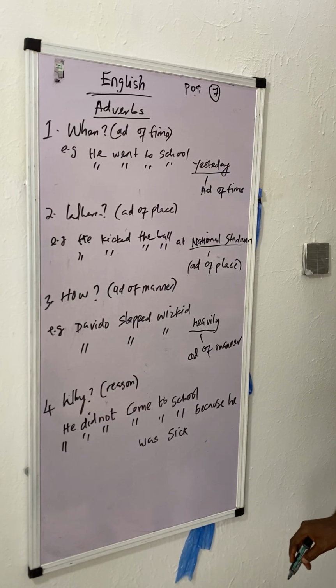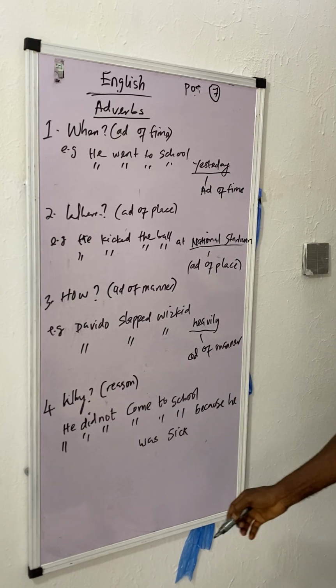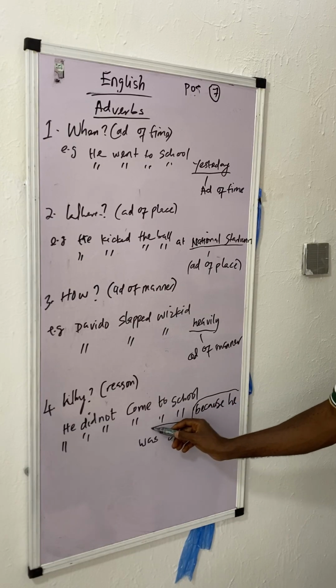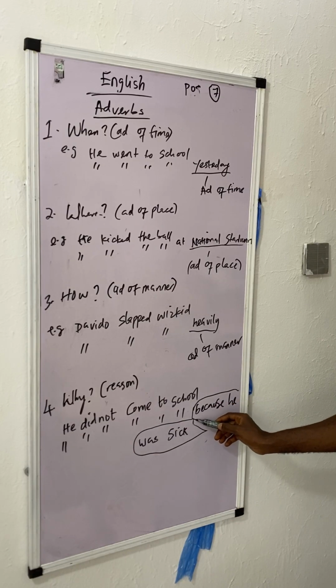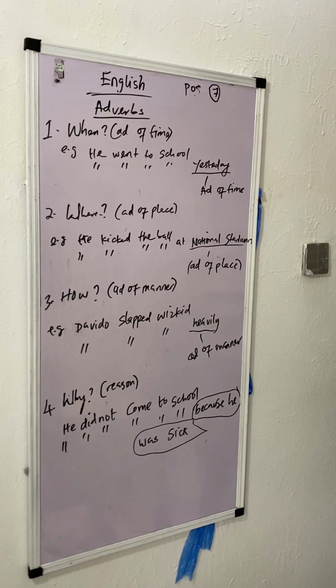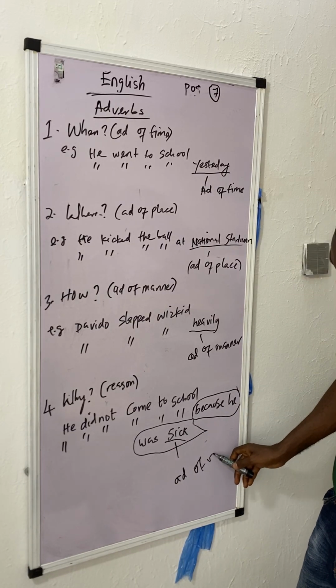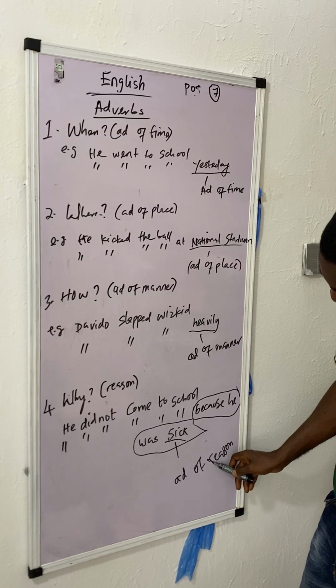Answering the what? Question. Why? Okay. Because he was what? Sick. Because he was sick. Sorry. Because he was sick is the adverb of reason. All right. Or simply, you can say sick is the what? Adverb of reason. All right.